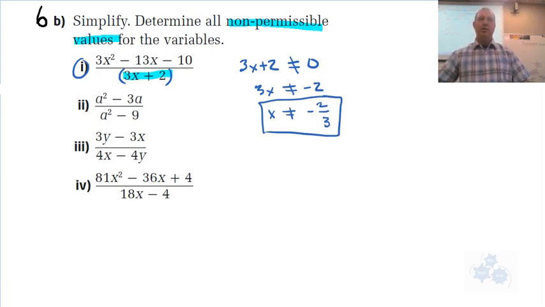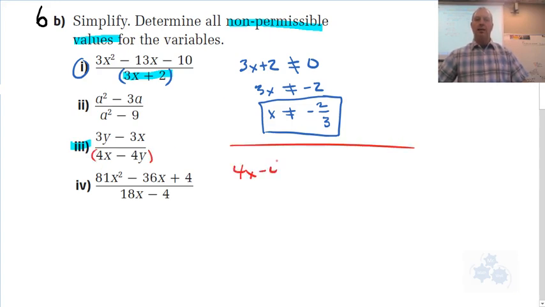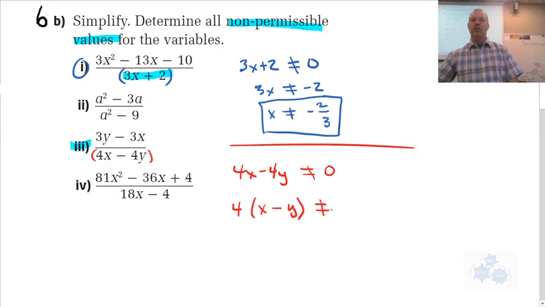If we go down to, let's say, the third one, non-permissible values, again, focusing on the denominator. So 4x minus 4y cannot equal 0. What you might want to do is factor this. Okay, so take out a 4, and then you'd see this. That's a bit easier to work with, because now you take each factor separately, and neither of those factors can equal 0.